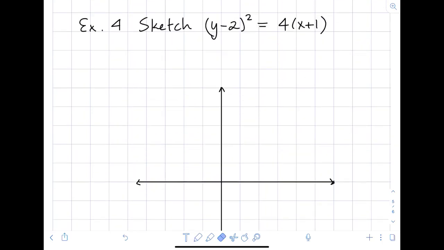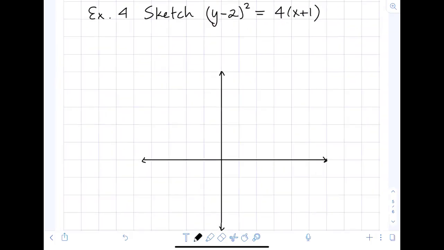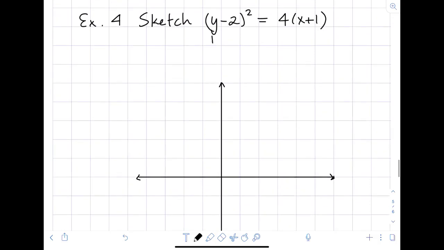For this next example, based on our pattern recognition, we have one variable squared and the other variable not squared, so this has to be a parabola. Now the question is left to right or up and down. So I can see that the y is squared, so this is going to be a left, right, and we need to know which direction it opens.